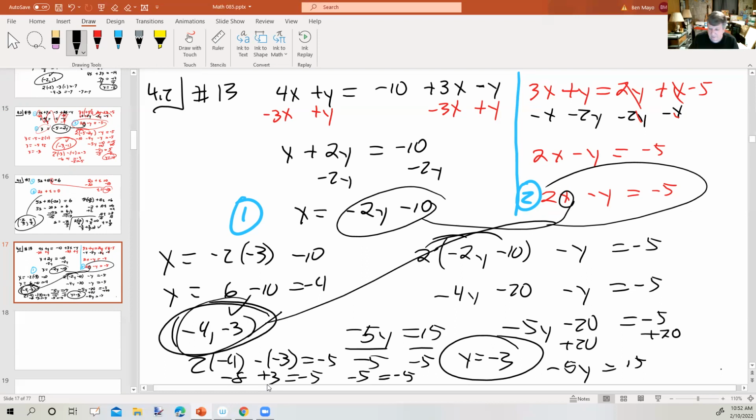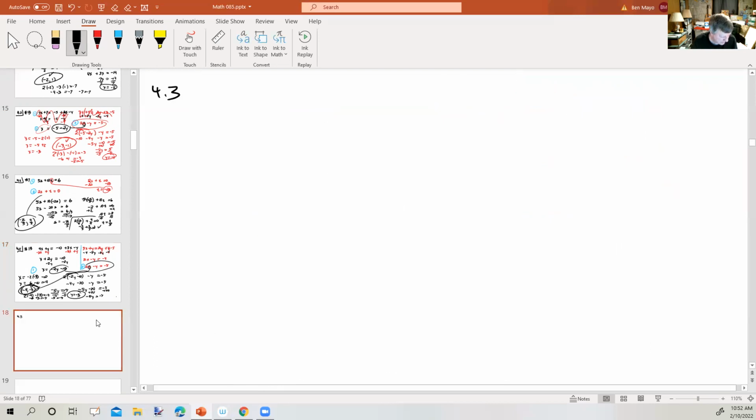So there's my solution, -4, -3. All right. And that takes us to section 4.3. Now, we've been looking at solving a system using substitution. And in substitution, we solve one of the equations for one of the variables, then we substitute it into the other equation, which gives us one equation with one unknown. From there, we solve the equation. We conclude which type of solution it is. If it's a single point, we go on and find both coordinates.